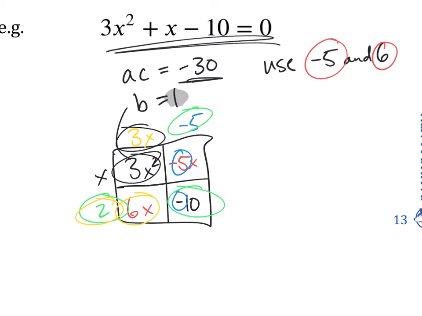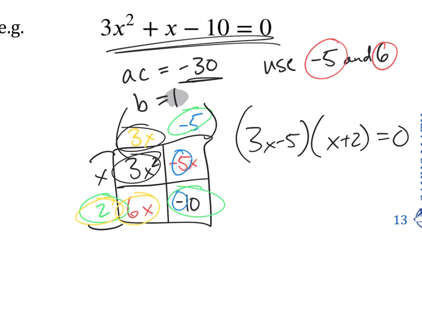What do I have at the end of this? I have 3x minus 5 times x plus 2 equals 0. Remember, everything inside the box is equal to this. Therefore, when I factor it, this is also equal to this. Okay, so now I can use the zero product property.